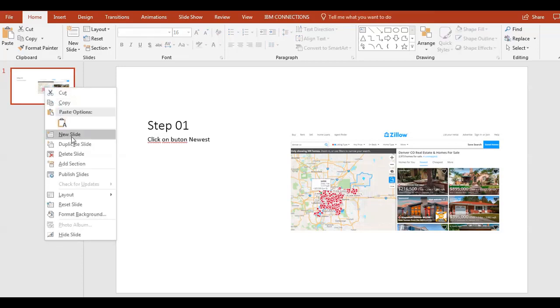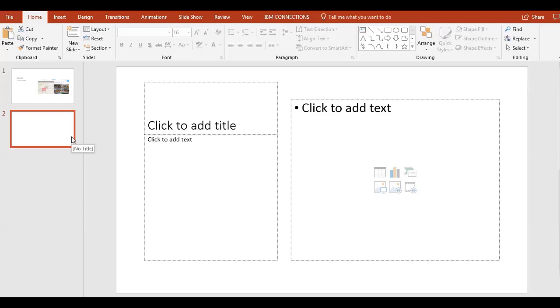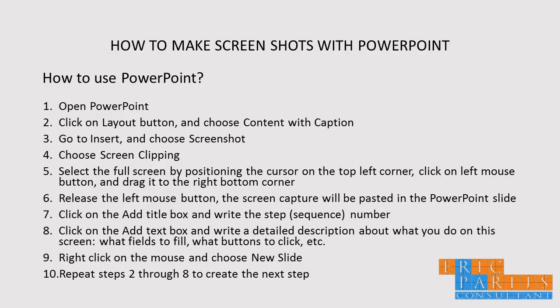Right-click the mouse, and choose New Slide, and now repeat the steps for the next screen. Check out all the steps again on this slide.